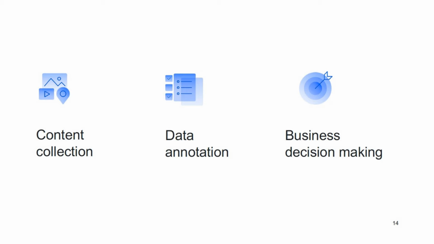But let's talk about something more relevant. Let's talk about use cases. We will divide our use cases into three categories: content collection, data annotation, and business decision making and market research. Of course, content collection and data annotation are the most popular in the AI community.